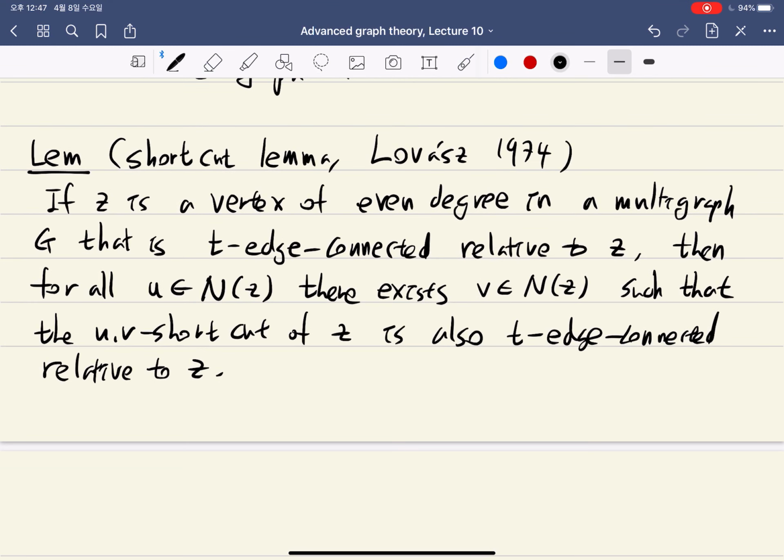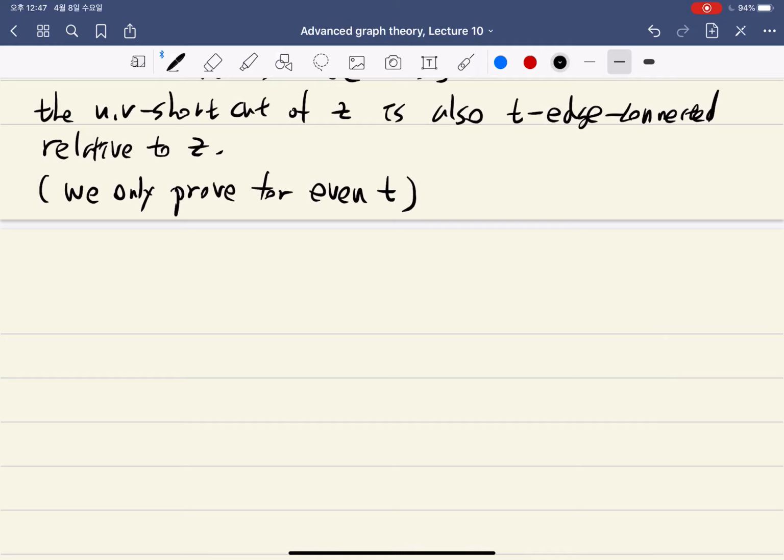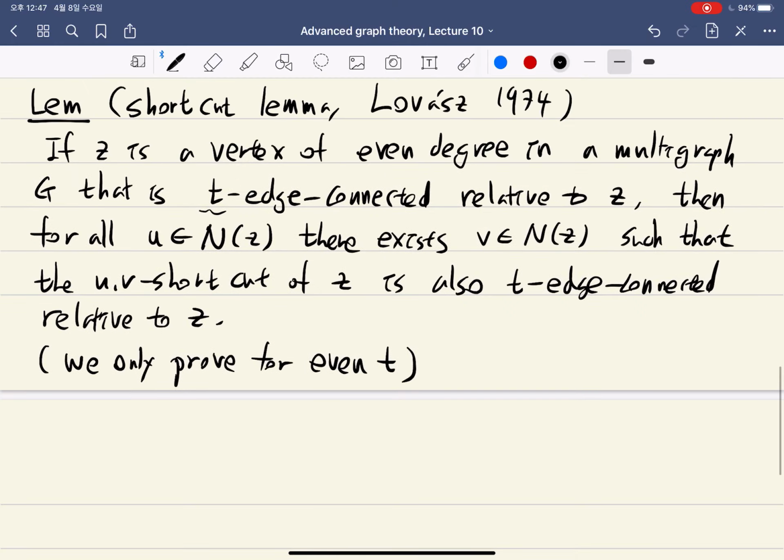So note that this is true for any T, but we only prove it for even T, because that's enough for our purpose. And also the proof for even T is simpler. So we want to prove this in the next video.